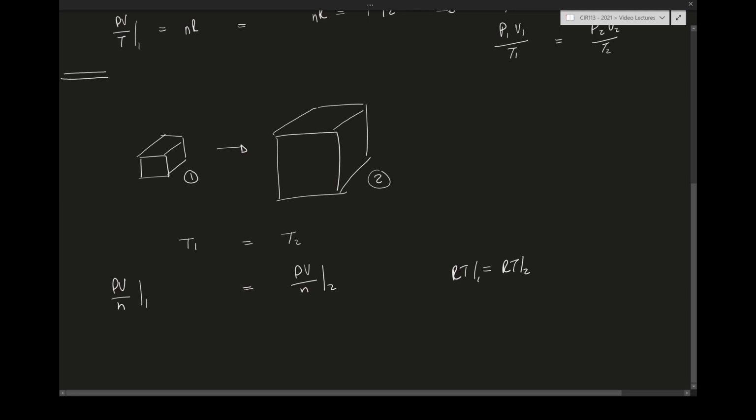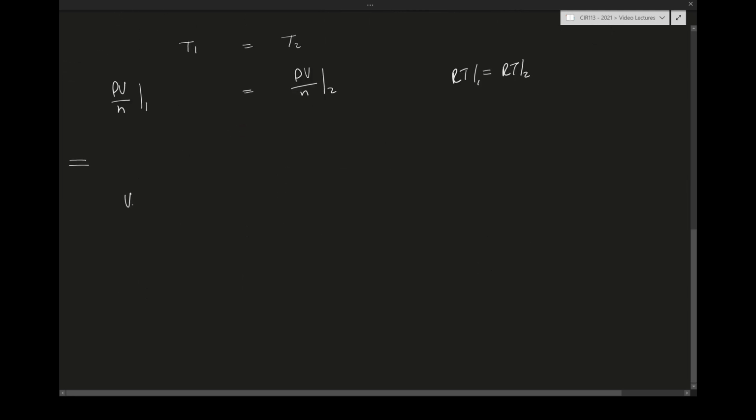And you could see where this is going. We can have V1 over T1 equals V2 over T2, where P and n are constant. We could have P1 over T1 equals P2 over T2 when V and n are constant, and so forth.